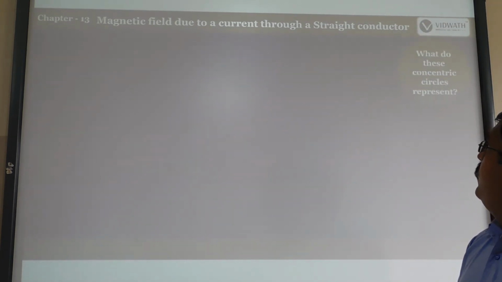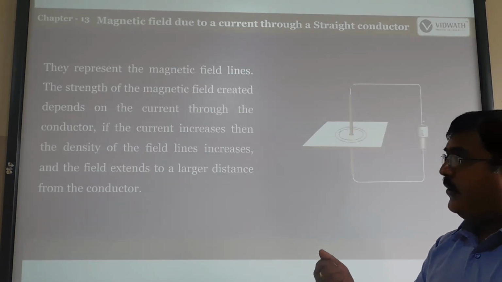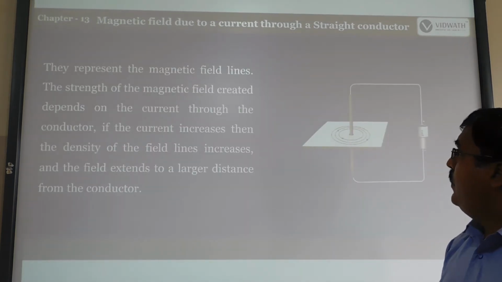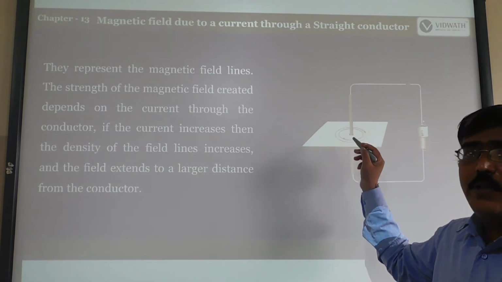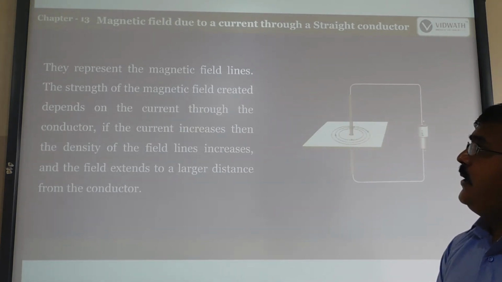So the next question is, what do these concentric circles represent? Whichever way the fingers enclose the conductor, that gives the concentric circles, which we can recall. These are the concentric circles. What do they represent? They represent the magnetic field lines.